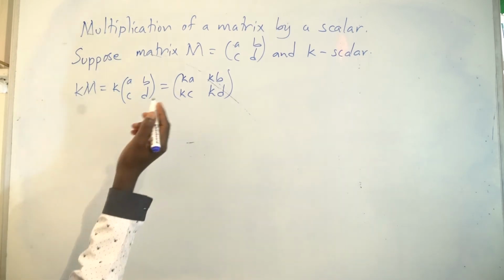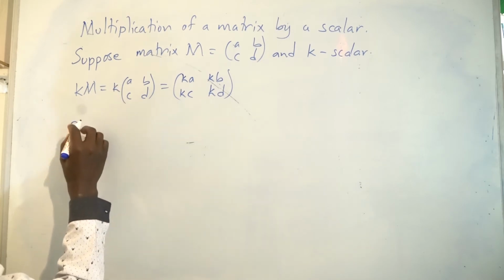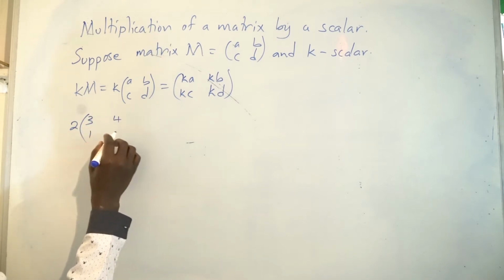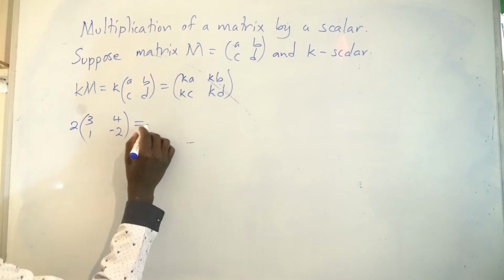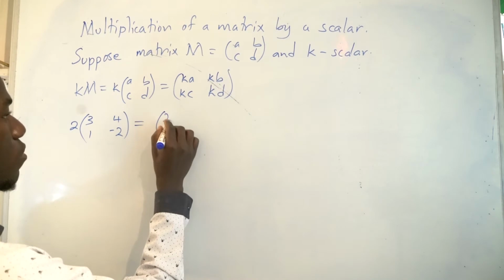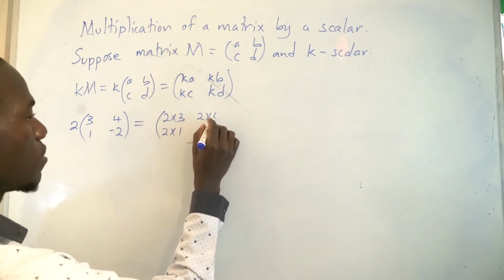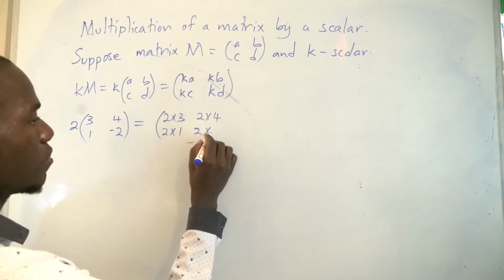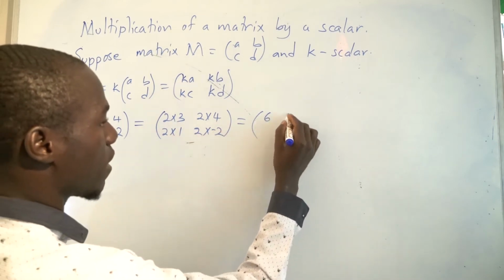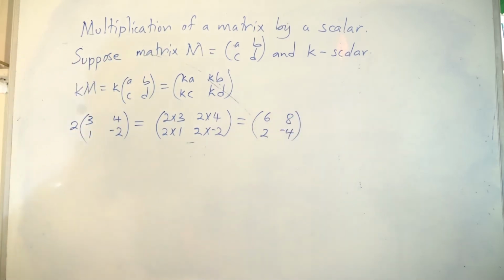And these scalars, we have said they are constants. We can have 2 times the matrix 3, 4, 1, and negative 2, just like that. If I've been told to compute that, that is 2 times the 3, 2 times the 1, then 2 times the 4, 2 times the negative 2, to get 6, 8, 2, and then negative 4.